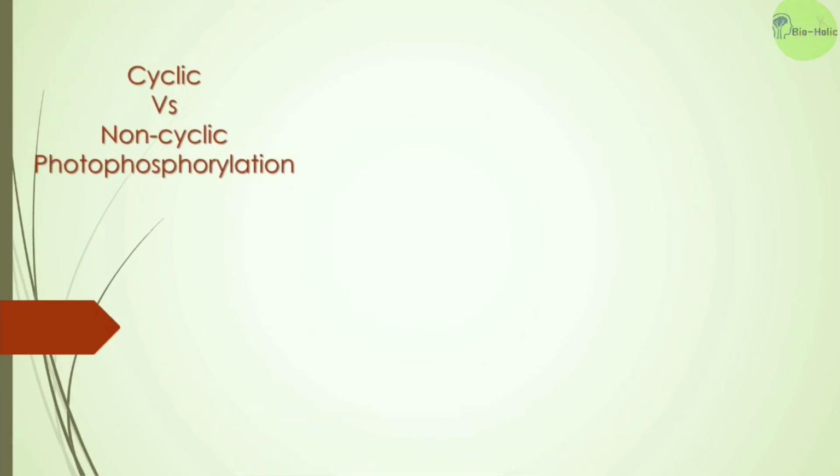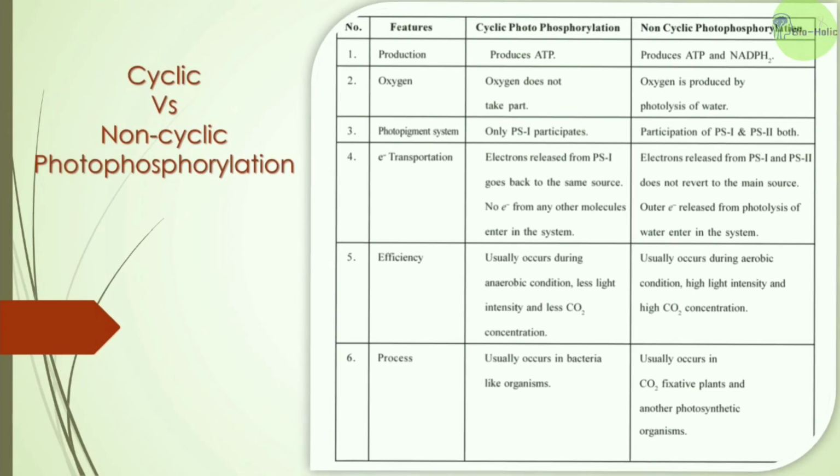Now the differences between cyclic and non-cyclic photophosphorylation. Cyclic photophosphorylation produces ATP, and non-cyclic photophosphorylation produces both ATP and NADPH. In cyclic photophosphorylation, oxygen does not take part, but in non-cyclic photophosphorylation, oxygen is produced by photolysis of water. In cyclic photophosphorylation, only photosystem 1 participates, but in non-cyclic photophosphorylation, we have seen the participation of both photosystem 1 and photosystem 2.